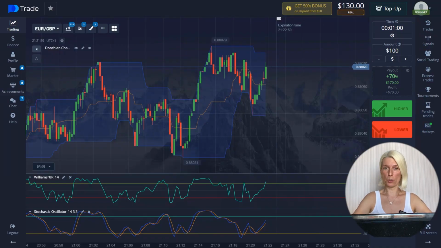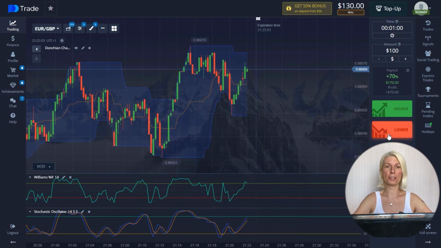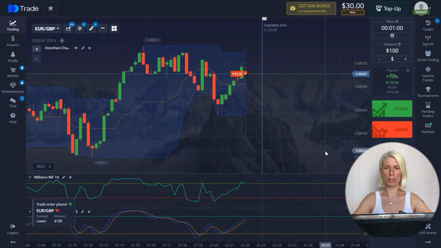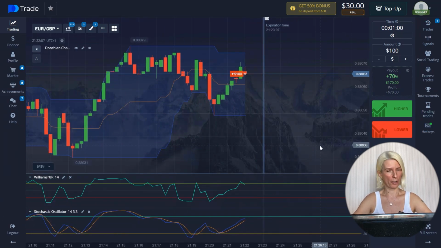And now, let's go to PocketOption and get down to trading. We work with the Euro-British Pound currency pair. After thinking it over, I open a down trade for 1 minute. The initial bid is $100. Please note that today each candle is 15 seconds.